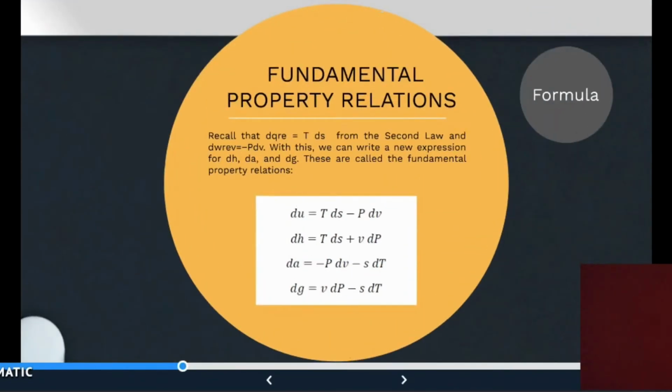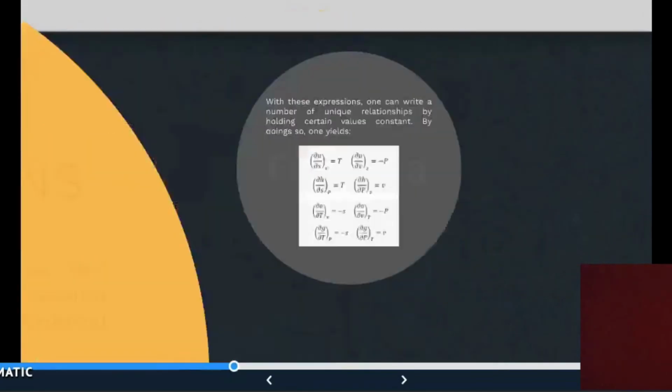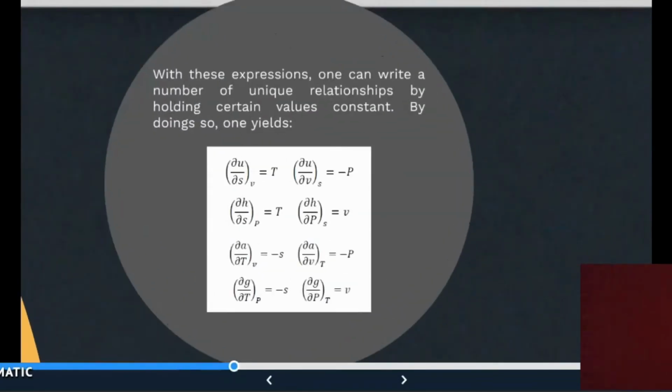And the fundamental property relations, as I mentioned before, give these four formulas: dU equals T dS minus P dV, dH equals T dS plus V dP, dA equals minus P dV minus S dT, dG equals V dP minus S dT. These are the fundamental property relations after we substitute everything into the formula, and from the formula we will come up with the final relations.